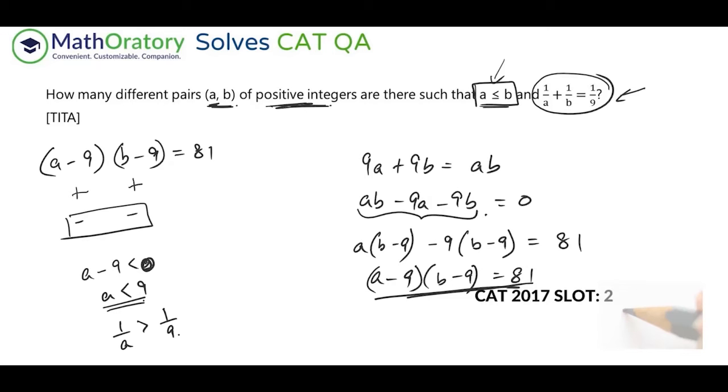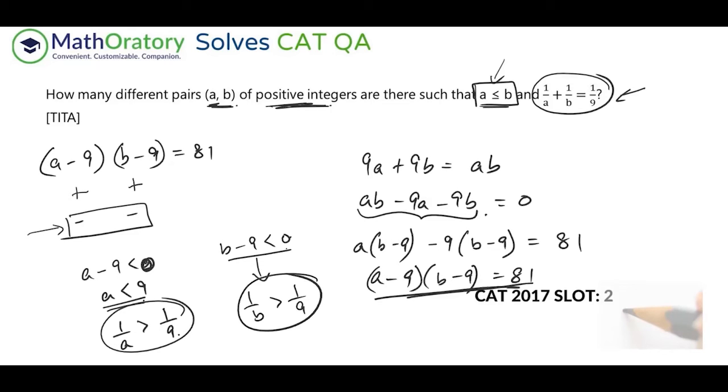Don't take this example unless you're sure that it's a positive number. If it's not mentioned that a is positive, minus 5 is less than 9, but minus 1 by 5 is still less than plus 1 by 9. So don't do it unless you're aware of positive numbers, not necessarily integers. Coming back to the problem, this case is not only saying that a minus 9 is negative, but also that b minus 9 is negative. With the same approach, we will also land at 1 by b is greater than 1 by 9.